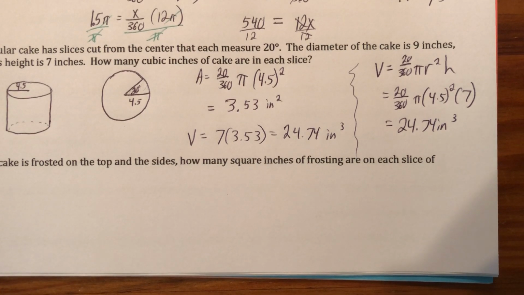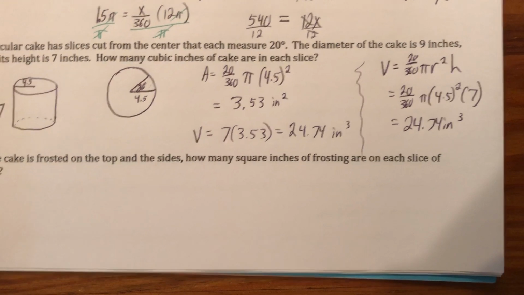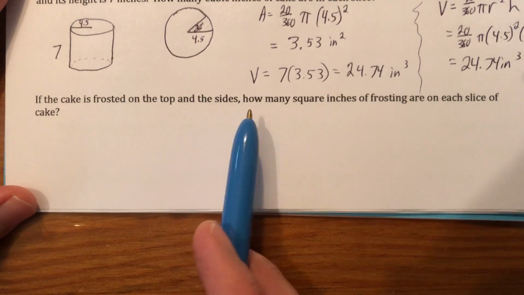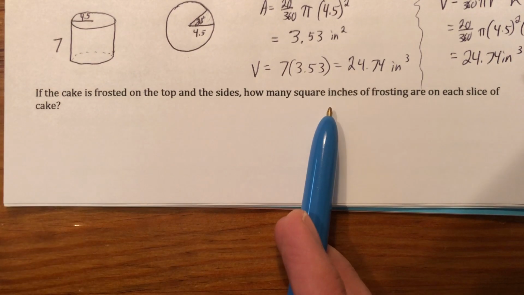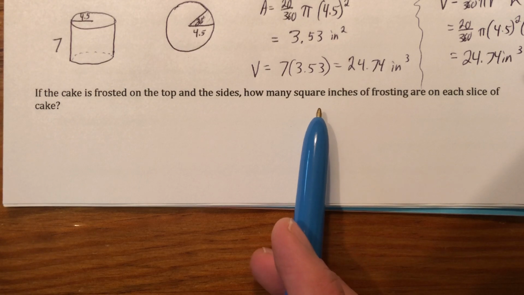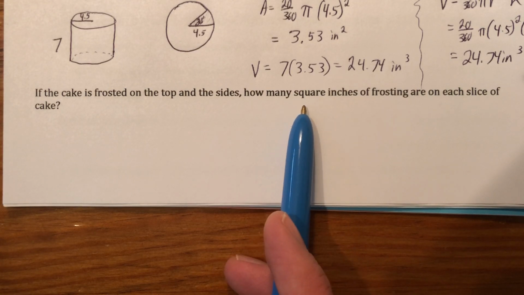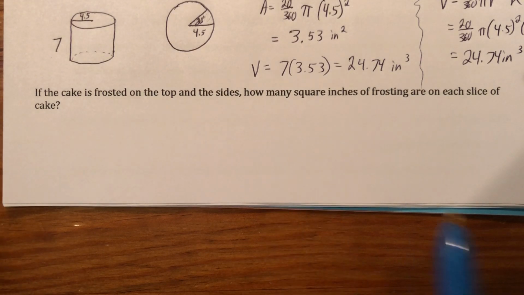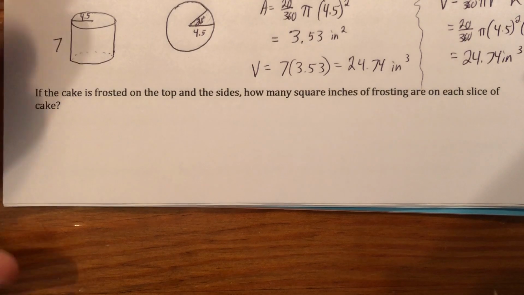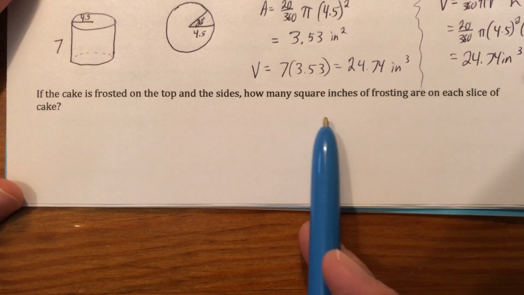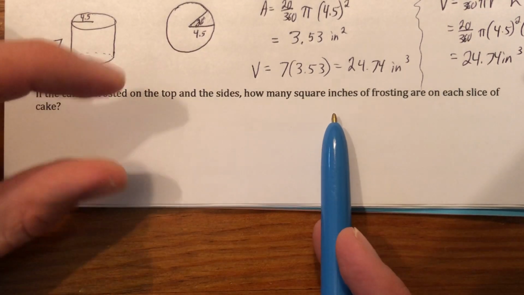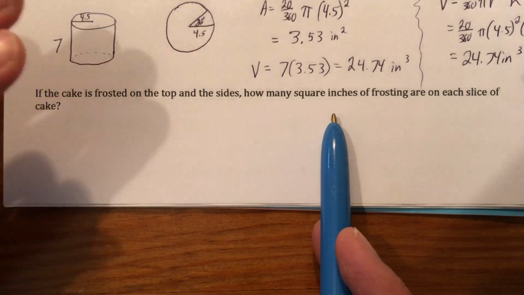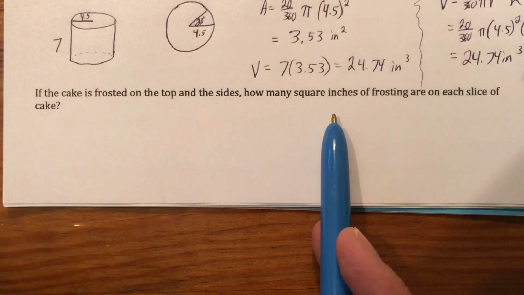Okay, now it gets a little crazy. If the cake is frosted on the top and on the sides, how many square inches? Whoa, we're back to area now. Okay, so square inches of frosting are on each slice of cake. Okay, so I'm going to attempt to draw this. And let me say this too. When you put on icing, usually there is a thickness to it. We're just going to pretend like it's perfectly flat, and we just want to know the area.